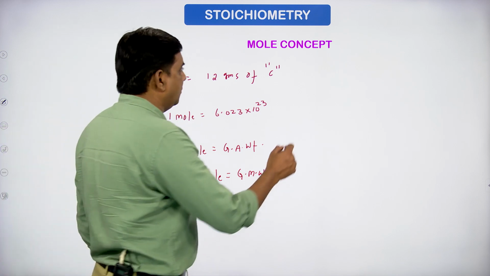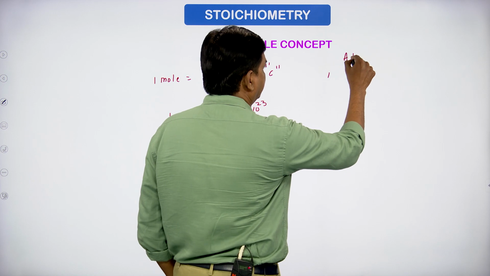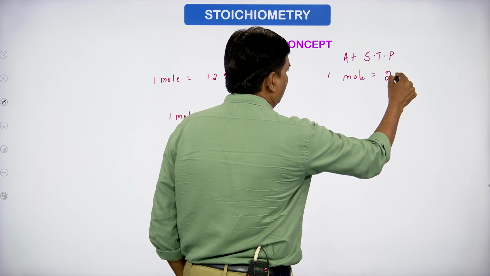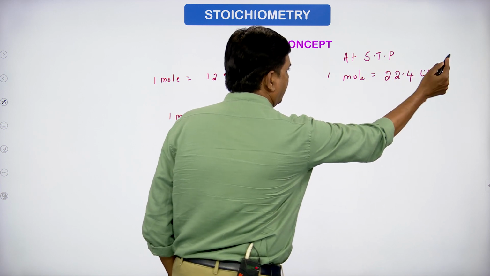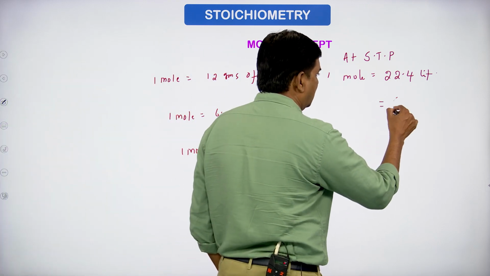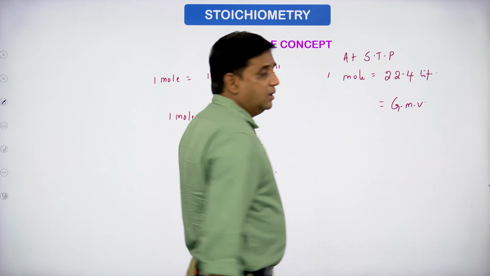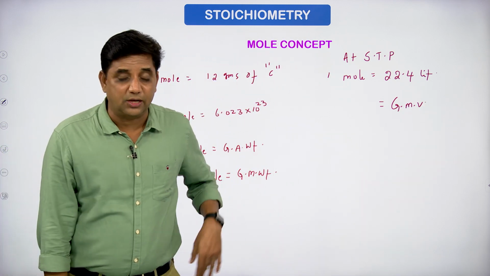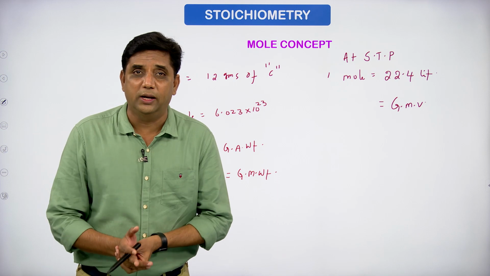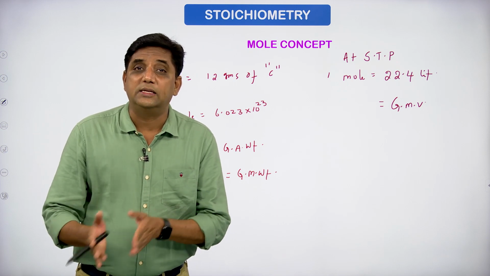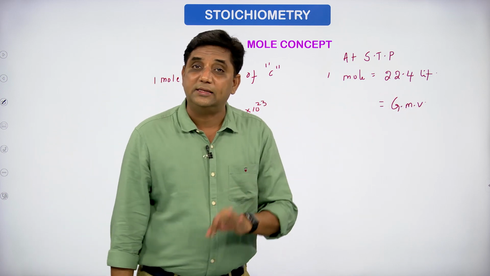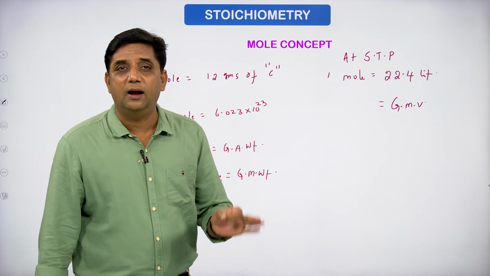Similarly, at STP, 1 mole is equal to 22.4 liters, and that is known as the gram molar volume. 1 gram mole is nothing but 1 mole. So the volume occupied by 1 gram mole of a gaseous substance at STP is known as the gram molar volume.